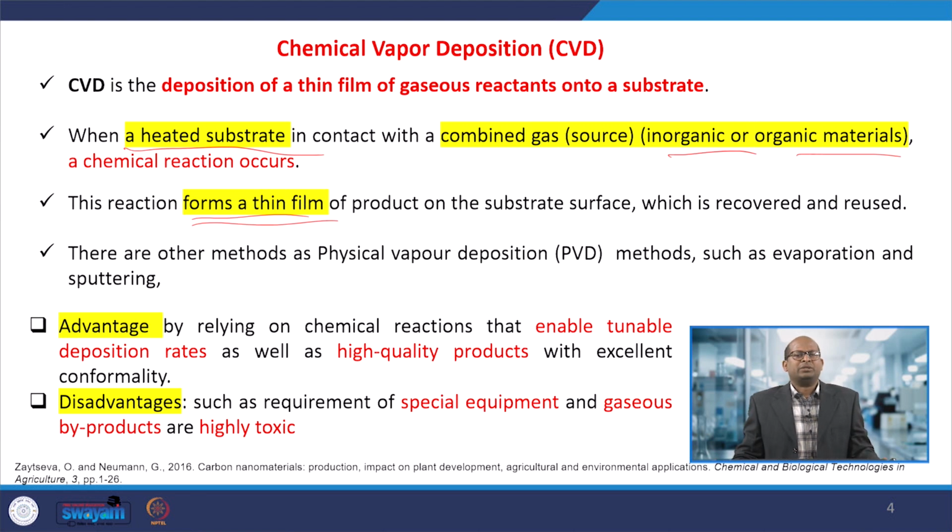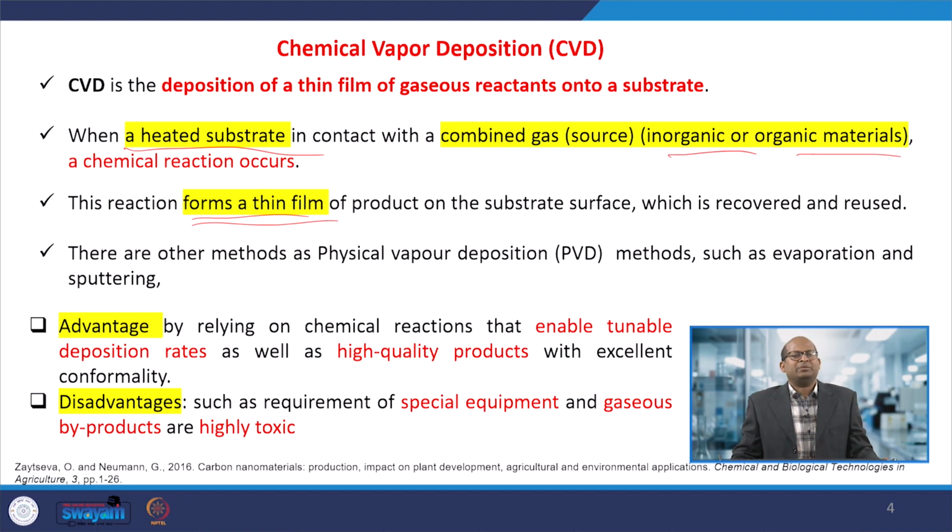In this particular CVD method there are some advantages and some disadvantages too. In this process we can control the deposition rate of the particular film, carbon, or material. We can control the quality of the material, and we can get high quality products when synthesized by the CVD method.